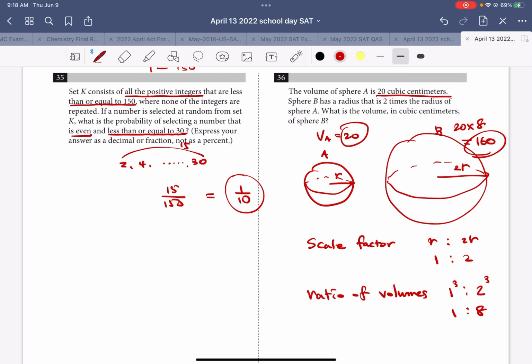So the ratio of the volume, if two figures are similar, and in this case, of course, all the spheres are similar, then the ratio of volume is the cube of the scale factor. If they talk about area, then the ratio of the area is the square of the scale factor. Okay, remember that.